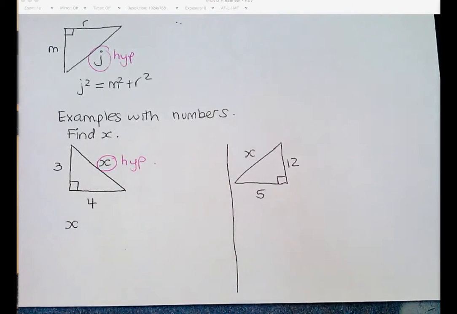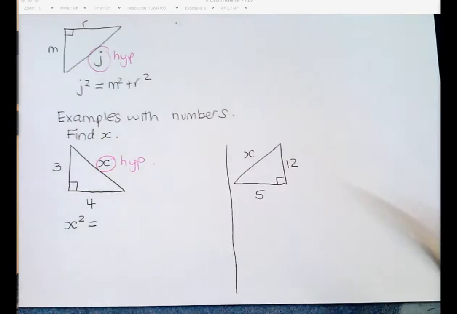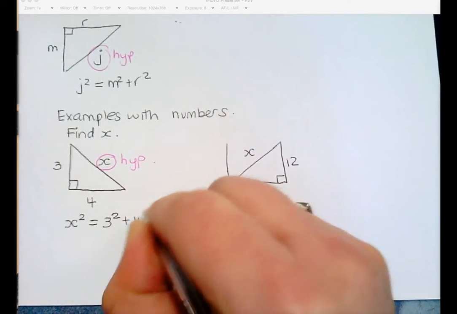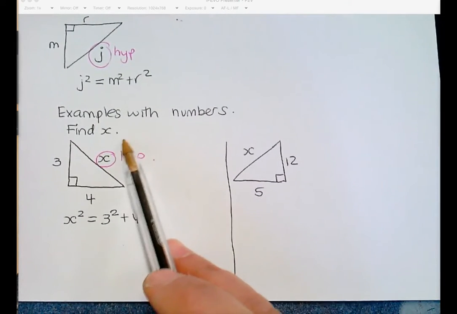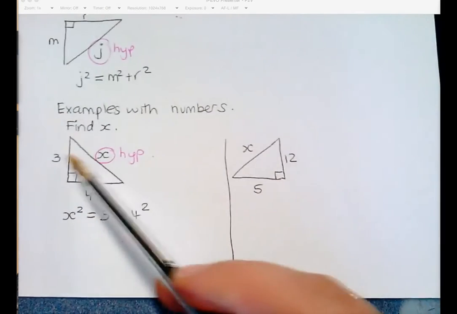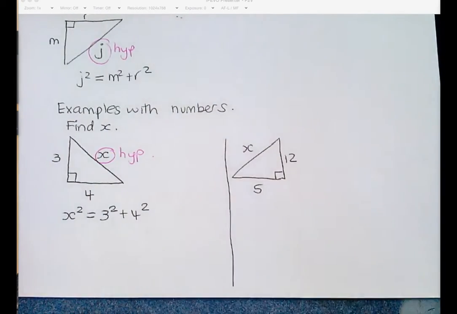X squared. How are you going to remember to do squared? What did we show you to make you remember? The water video and the little square videos hopefully will make you remember that it's x squared equals what? 3 squared plus 4 squared. Great. So x is my hypotenuse. It's the longer one. We always circle the hypotenuse, because x squared equals 3 squared plus 4 squared.